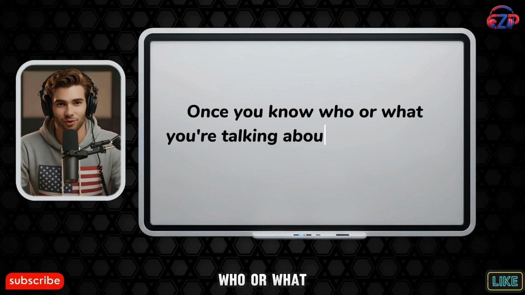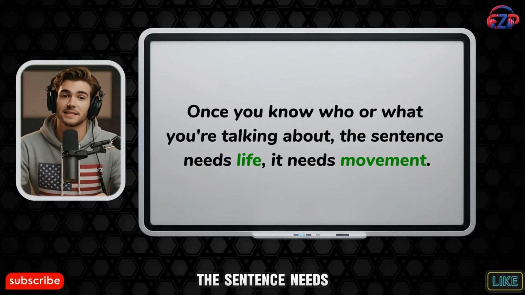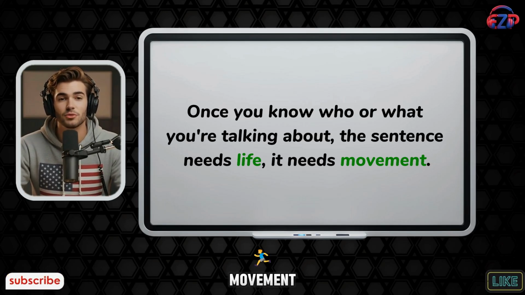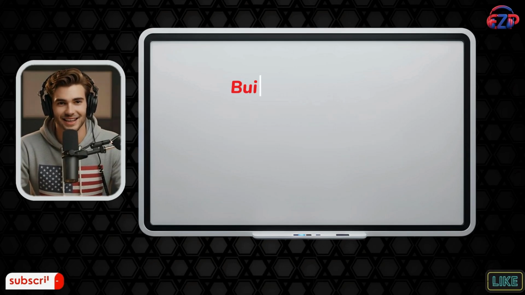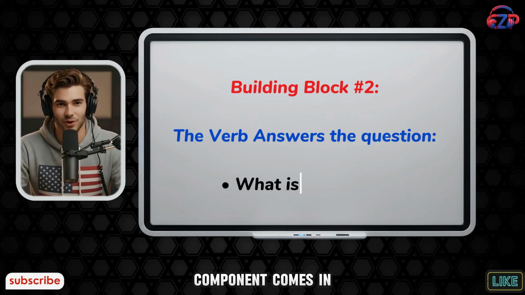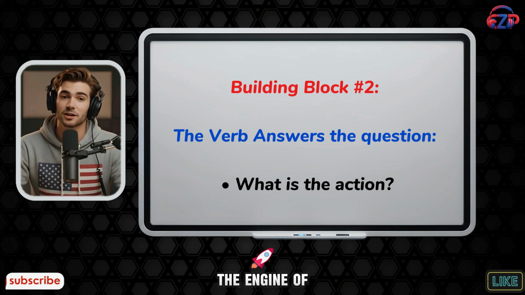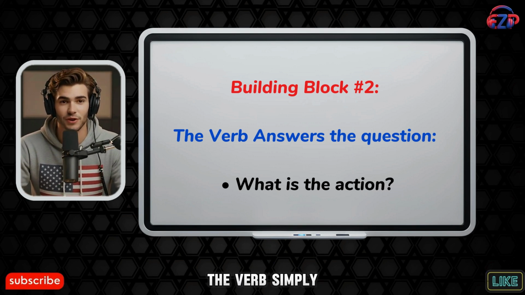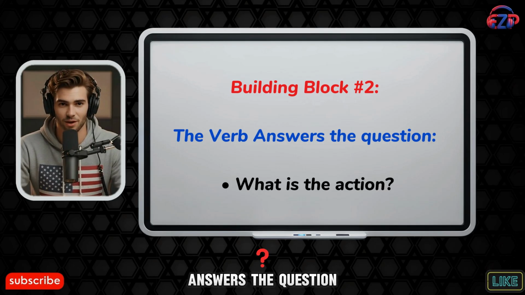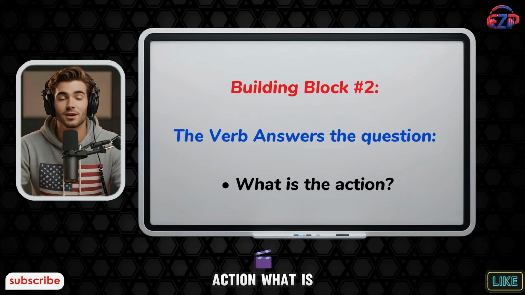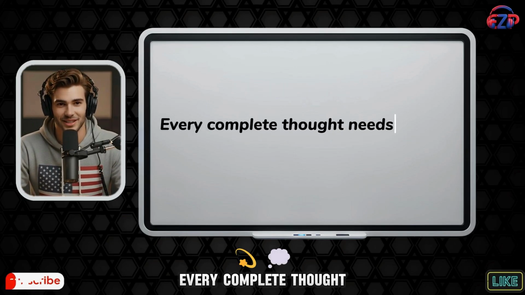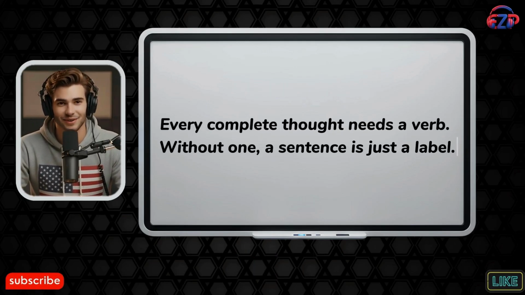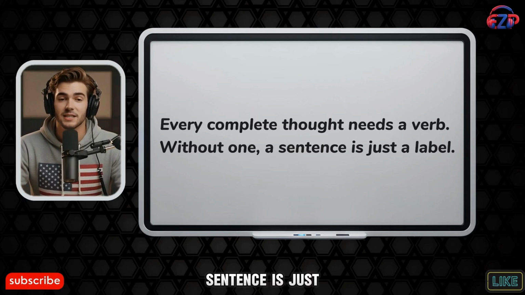Once you know who or what you're talking about, the sentence needs life, it needs movement, and that's where our second key component comes in. The engine of every sentence. The verb simply answers the question, what is the action? What is the subject doing or being? Every complete thought needs a verb. Without one, a sentence is just a label.